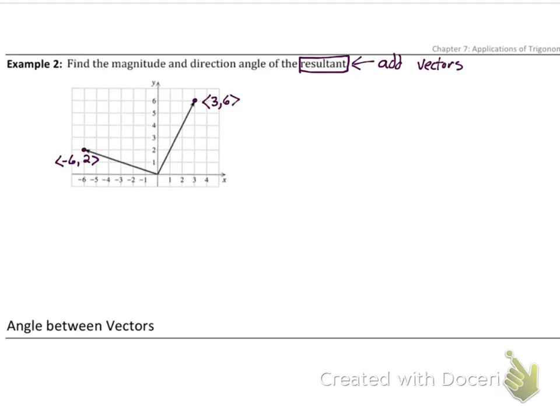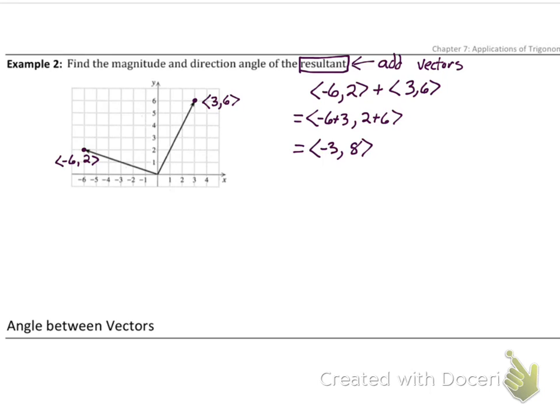So those are my two vectors I was given. We just have to add them together, and that will get us our resultant. So to get our resultant, let's do negative 6, 2, plus 3, 6. Which if we keep going is just going to be negative 6 plus 3, 2 plus 6. And that's going to equal negative 3, 8.